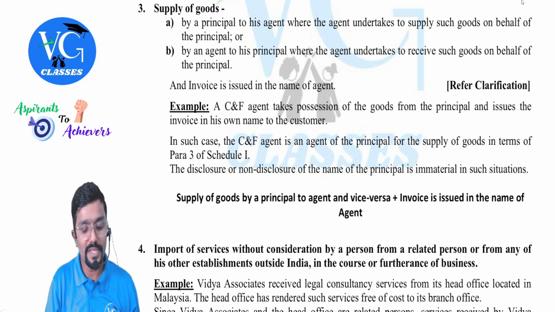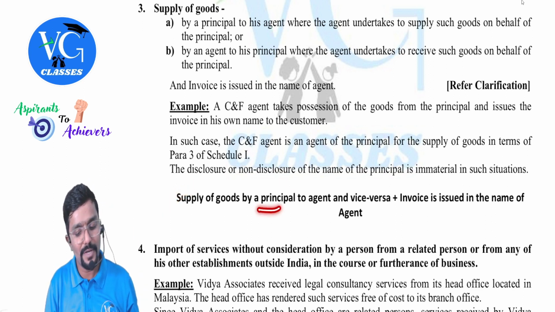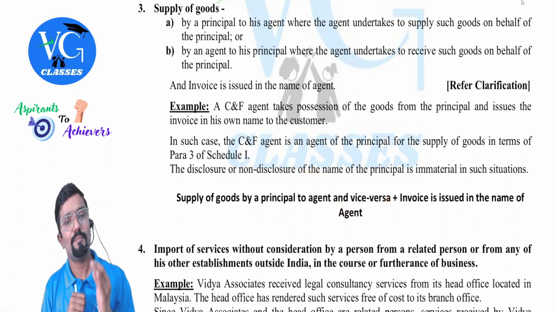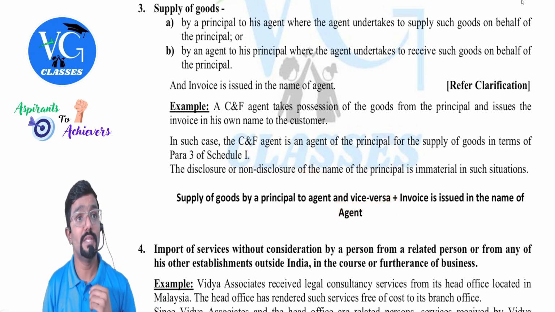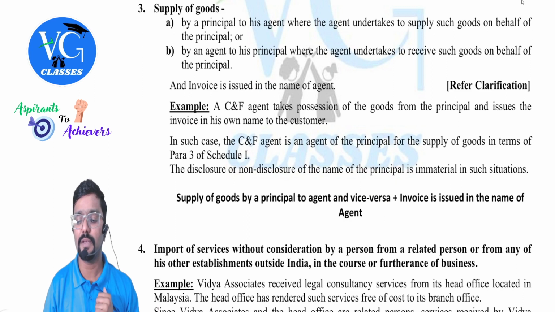Yes. So I have given the condition here. You can see supply of goods by whom? Principal to agent or vice versa, that is from agent to principal. Plus invoice is issued in whose name? In the name of agent. Only then it is covered here. Only then it is covered here, guys. I will explain it with some examples.